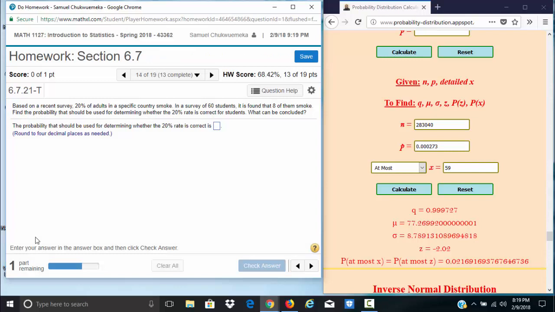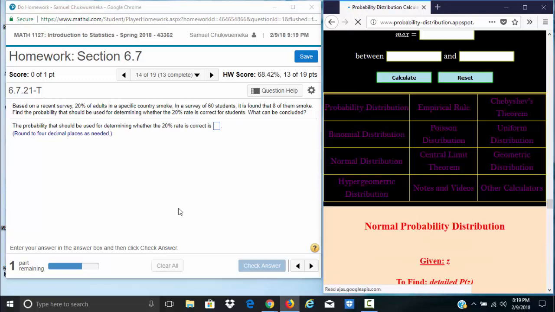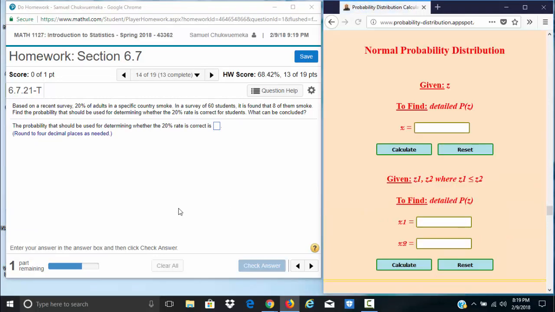Question 14. Based on a recent survey, 20% of adults in a specific country smoke. They didn't say the country though. In a survey of 60 students, it is found that 8 of them smoke. Find the probability that should be used for determining whether the 20% rate is correct for students. What can be concluded?